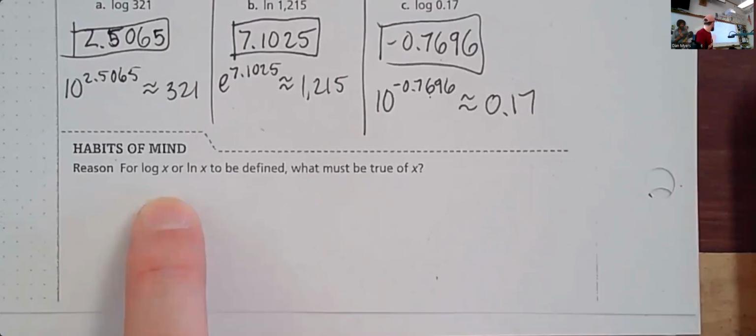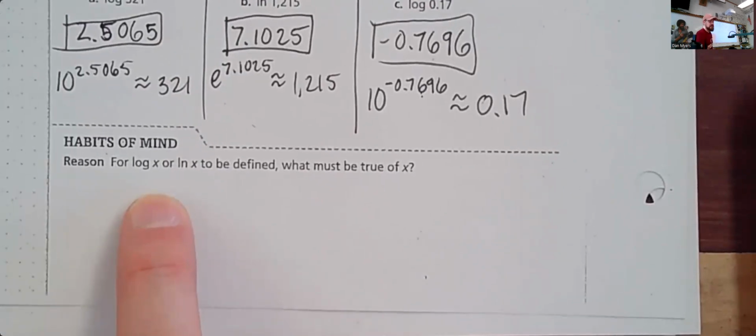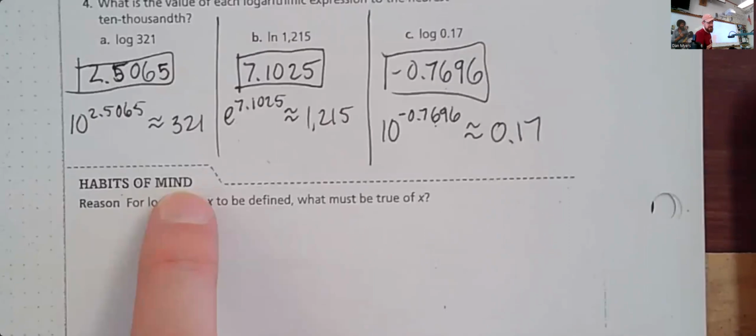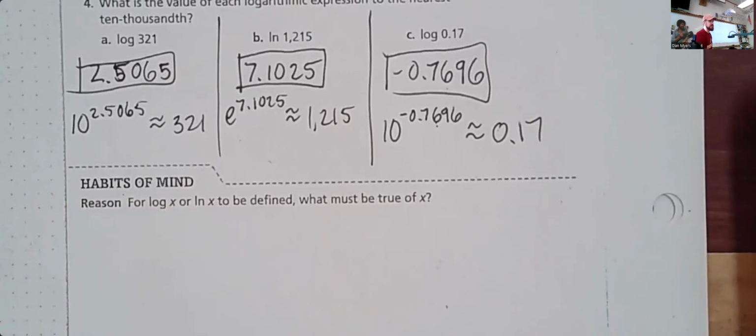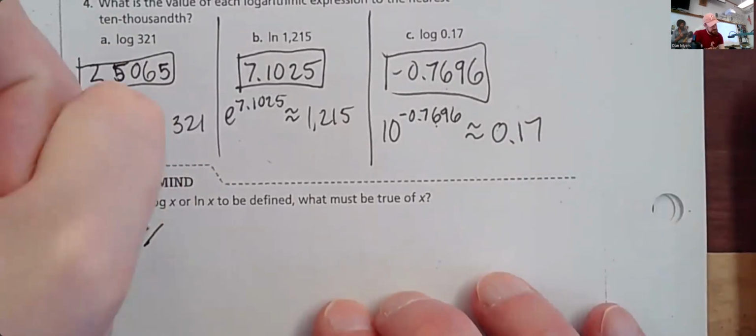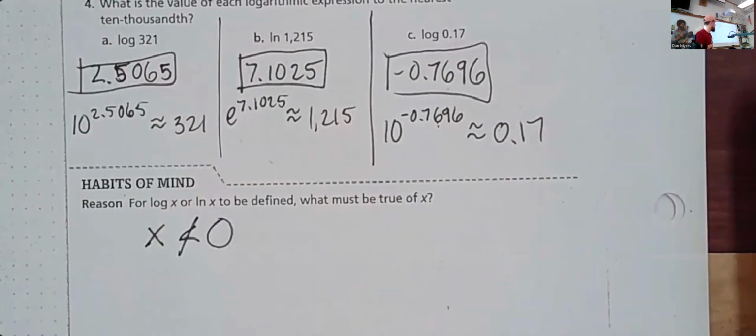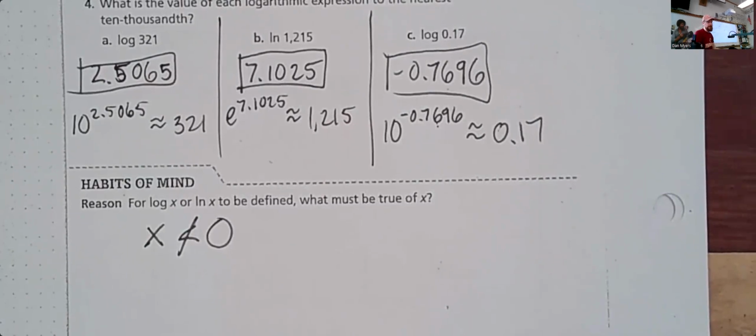How about this? For log x or ln x. All right, listen up. For a common log or a natural log, in order for the values of x to be defined, what has to be true of x? They have to be positive, right? They can't be less than 0. So x cannot be less than 0 in order for it to be defined. Cool. Because you can't make a negative number from a positive base with an exponent. It just doesn't work.